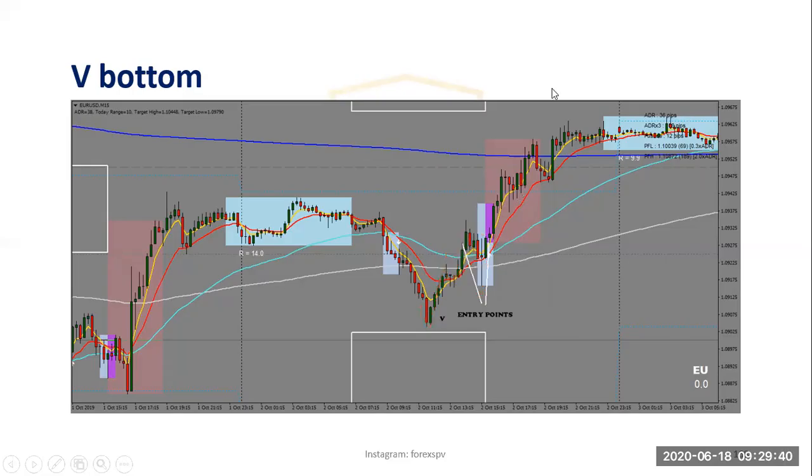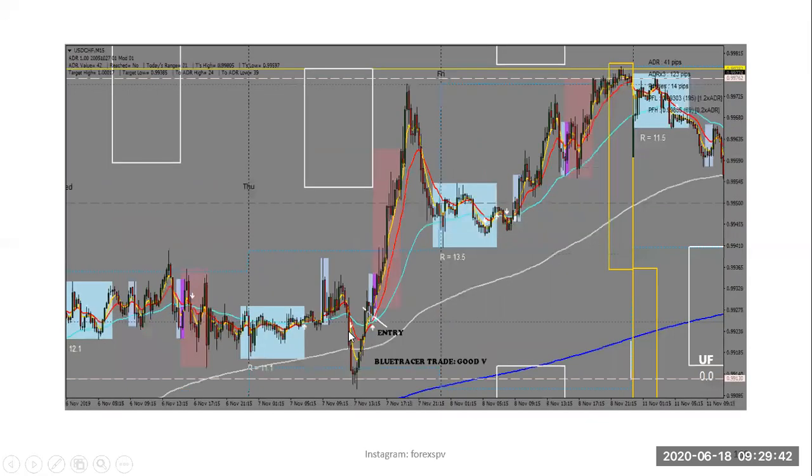This is a V, and this is a very clear, very good V. You can see a very clear run on the bear side and a very clear run on the bull side. And our entry is right there.